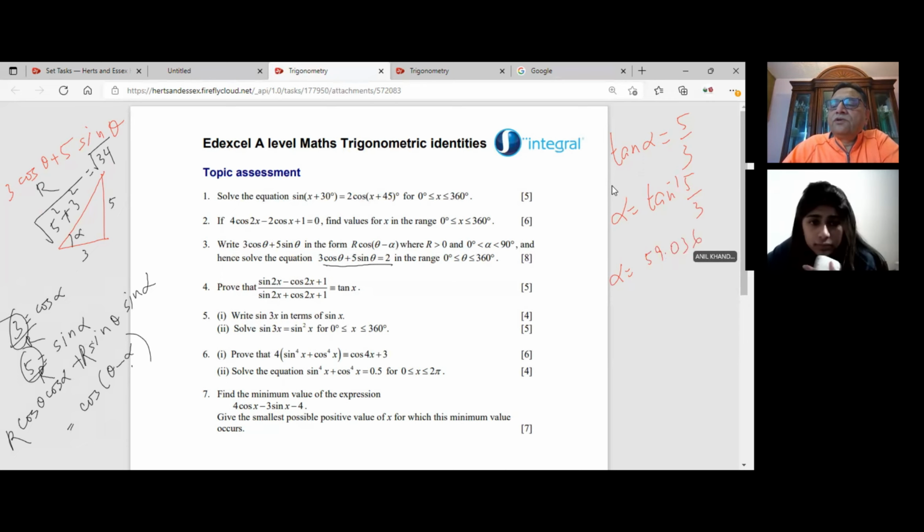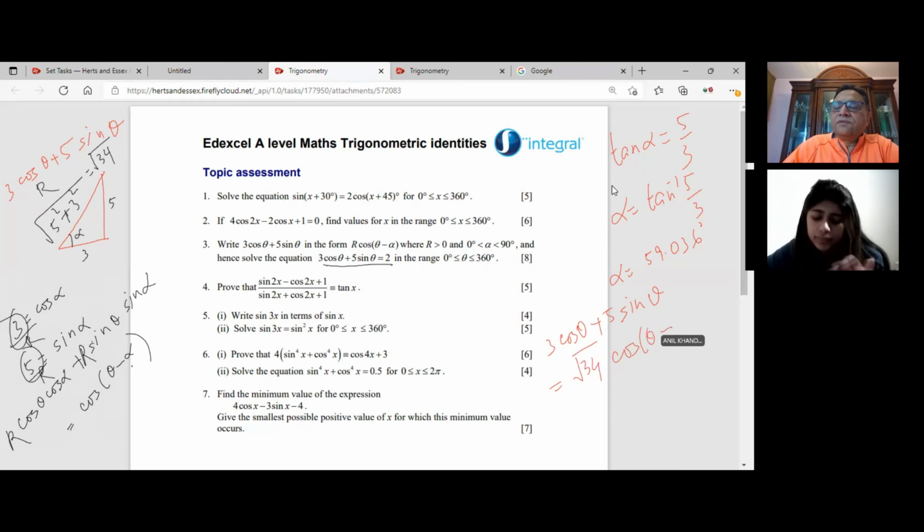So we'll keep 59.036 for now, but we'll use 59 degrees in our answer. But when we have to write it as r cos alpha, correct? And the r value we already have. So we can now write 3 cos theta plus 5 sine theta as equal to root 34 cos of theta minus 59.036. Let me write it like this, but you can round it to 59 degrees in the answer, right? Yeah. But you have to calculate this value. Now, 3 cos theta plus 5 sine theta is equal to 2. So part 1 is done for you, correct?